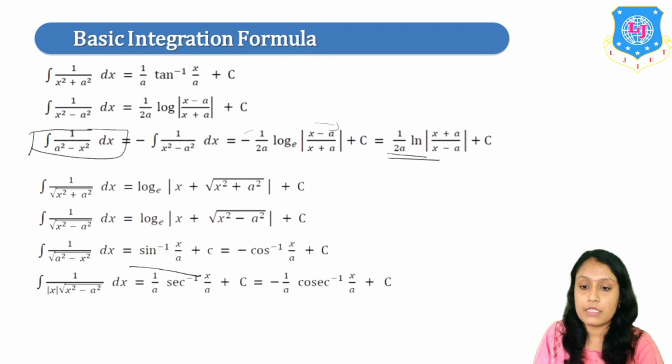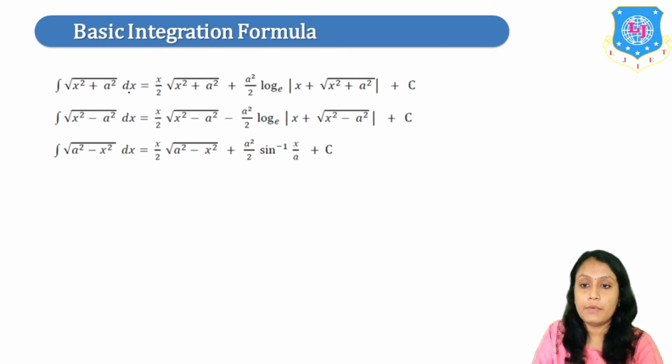We will remember this. Okay, next integration 1 upon mod x under root x square minus a square dx is 1 upon a sec inverse x upon a plus c, or we can write as minus 1 upon a cosec inverse x upon a plus c. In this we will remember this result.